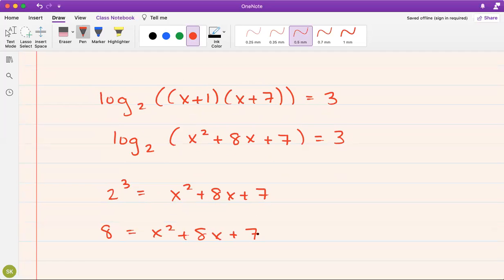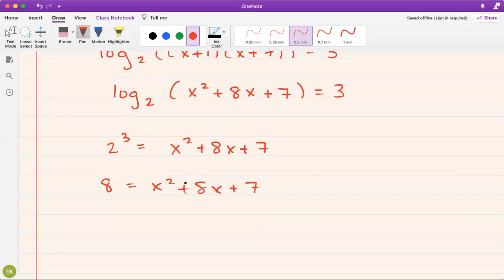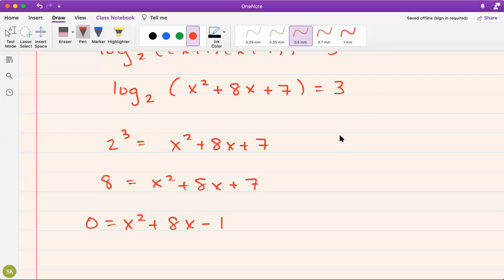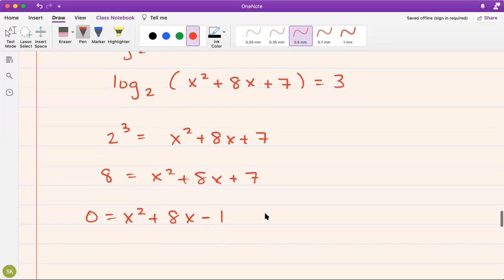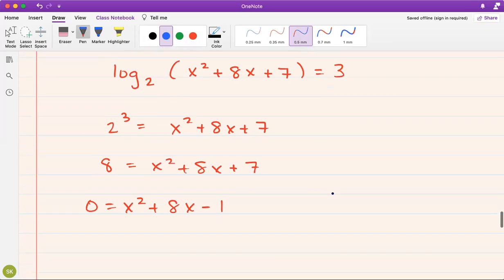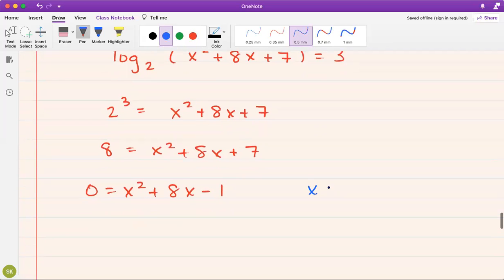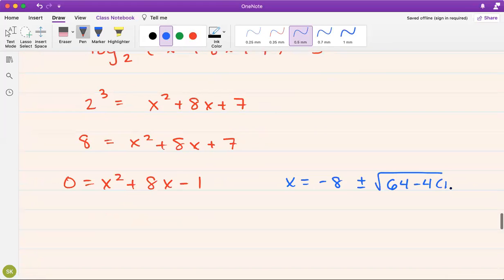And this is a quadratic. To solve for x, we're going to move everything to one side, so we get 0 is x squared plus 8x minus 1, and then we're going to see if we can factor it. I don't believe this is factorable, so we're going to use the quadratic formula. So recall the quadratic formula is x is equal to the opposite of b plus minus square root b squared, 64 minus 4 times a times c, all divided by 2 times a.